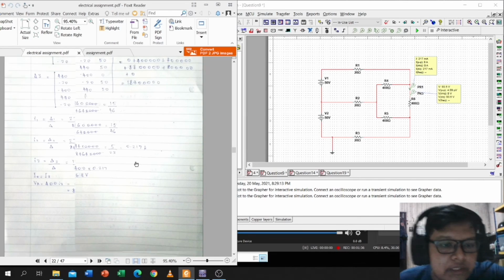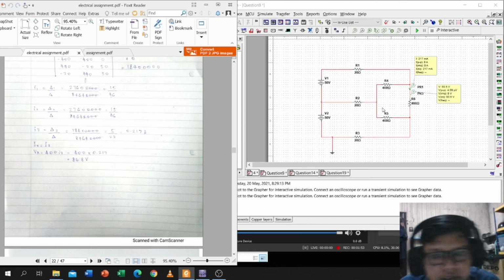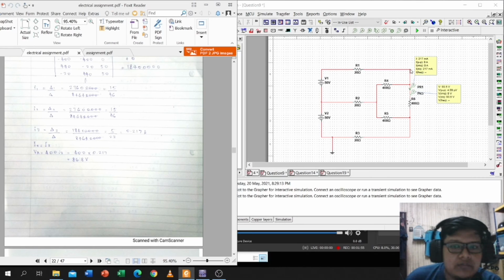So to get the answer for VA, we just need to take the resistor R6 times IO, and we get 46.8, and this is the result for the simulation, which is a little bit different in voltage.